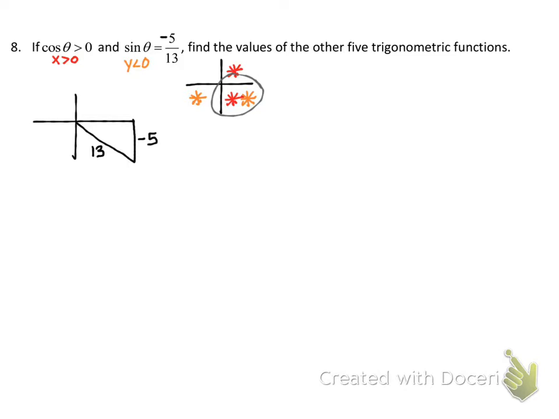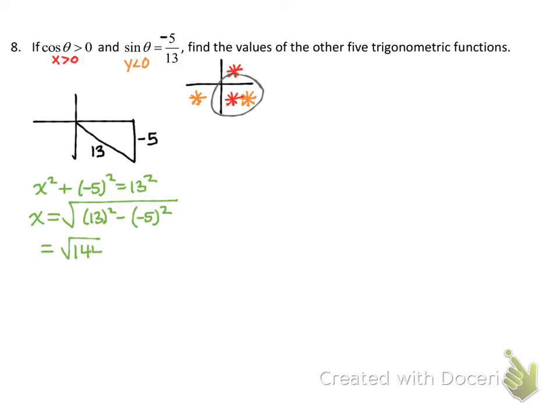So let's just say, x squared plus -5 squared equals 13 squared. So therefore x equals the square root of 13 squared minus negative 5 squared. And if you can go straight there, that's fine too. And this equals the square root of 144, which equals 12. So that's our other side. That's our x value.